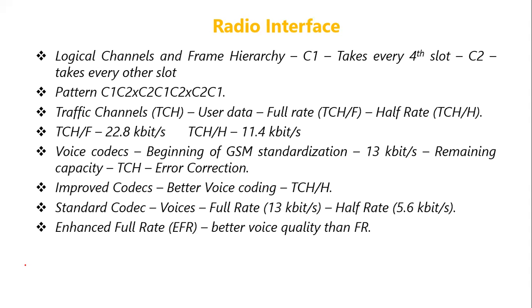So what we have discussed is that there are two types of traffic channels: one is the full rate traffic channel, the other is the half rate traffic channel. The normal data rate of the full rate traffic channel is 22.8 kilobits per second, whereas for the half rate channel it is 11.4 kilobits per second. But with the introduction of voice codecs, data can be transmitted effectively at 13 kilobits per second. The remaining bits were used for error correction.